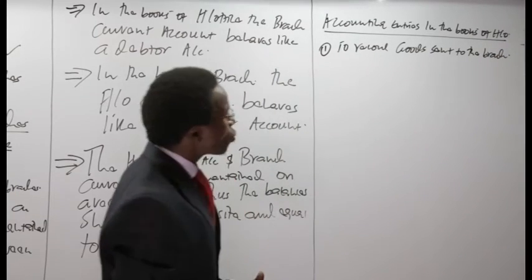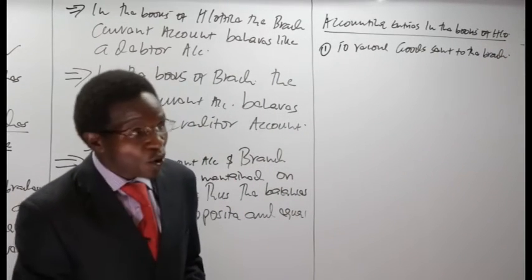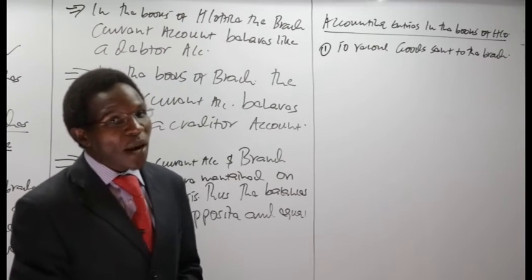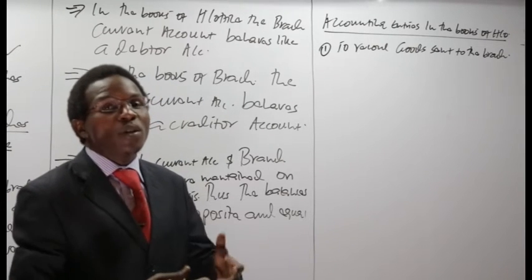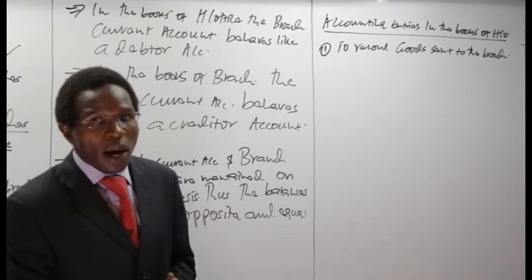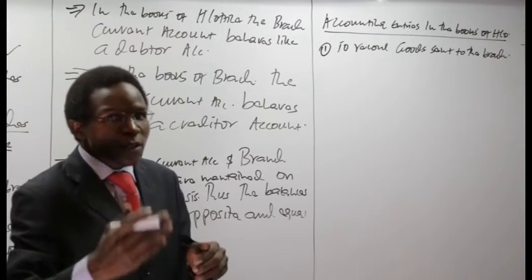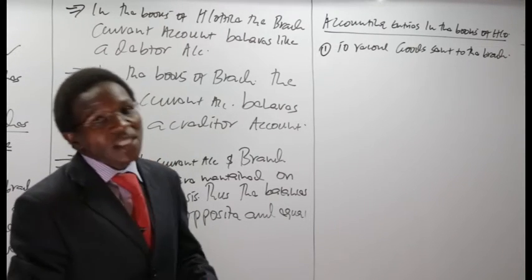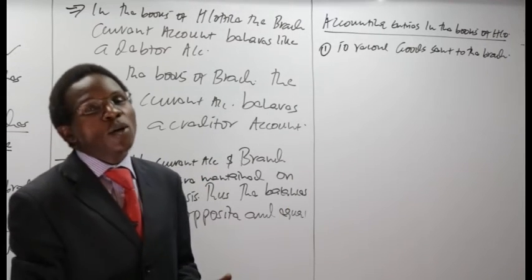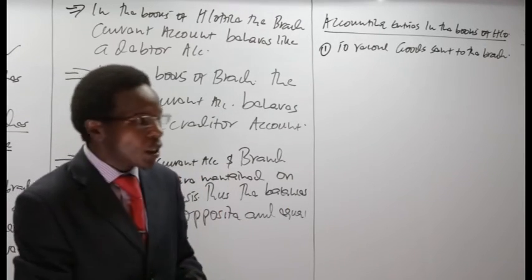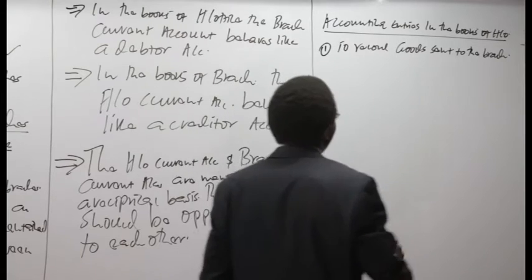When we send goods to the branch, it's like we sell them. We normally send them not at price, not at cost, but we always send them at a cost plus a small markup. Don't forget that, plus a small profit. When we send goods, it's like we have sold those goods because we normally don't send them at cost. We send them at a cost plus a small profit.